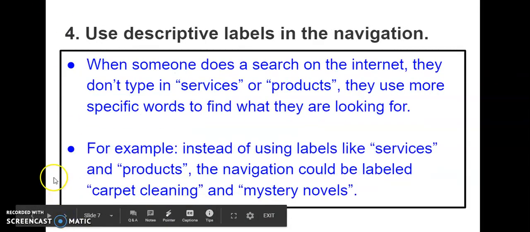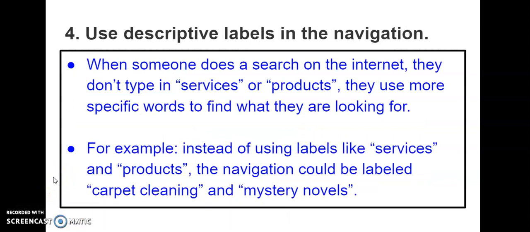Number 4, use descriptive labels in the navigation. When someone does a search on the internet, they don't type in services or products, they use more specific words to find what they are looking for. For example, instead of using labels like services and products, the navigation could be labeled carpet cleaning and mystery novels.